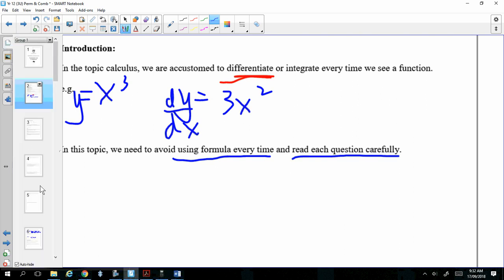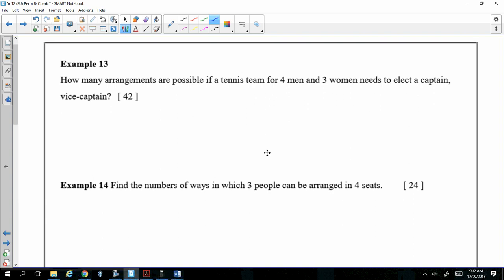Okay, example 13, let me ask you. Another student, Megan, what's your answer for this question? Page 30, say again? Yeah, but you've got to explain. That's the whole point. It's not just the answer, it's how you do the question. Example 13 on page 8.